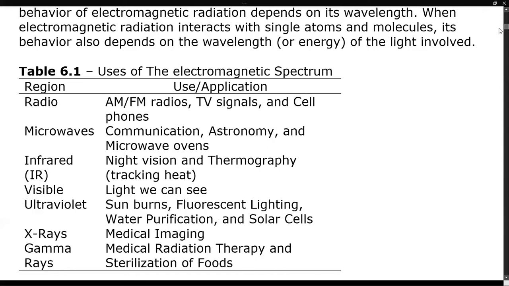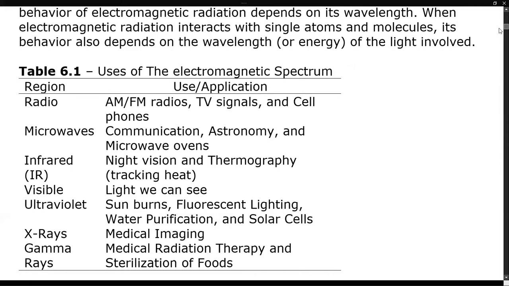Infrared, a lot of night vision and thermography, or tracking heat, is involved with infrared. People will take infrared pictures of your house and show you where you're losing heat and try to sell you home improvements, for example. Visible light is just what you think it is. It's the light we can see.